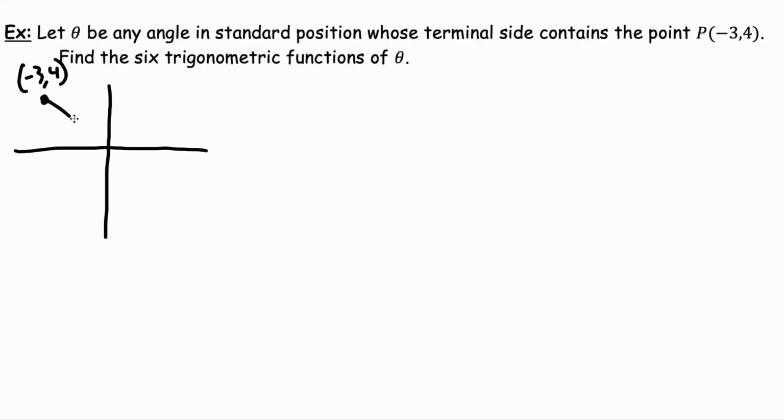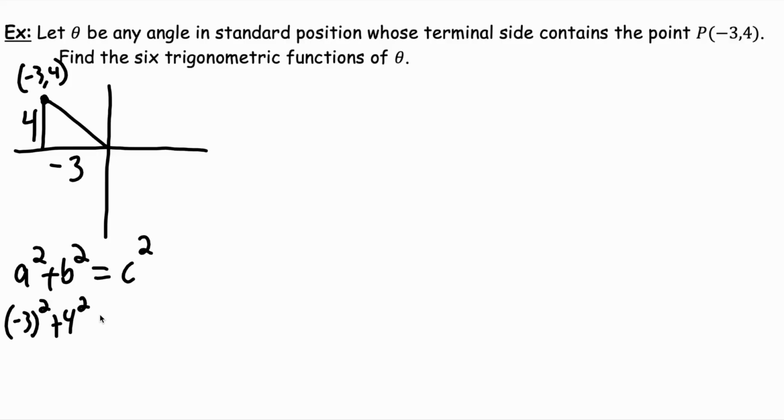And then we, again, connect that with the origin, connect it with the x-axis. -3 is my x value. That goes down here. 4 is my y value. That goes over here. So now I need to find the hypotenuse. Well, how do we find the hypotenuse? Again, we know this nice little formula that helps us to determine a missing side length from a right triangle. So I'm missing my hypotenuse. So this is -3 squared plus 4 squared equals c squared.